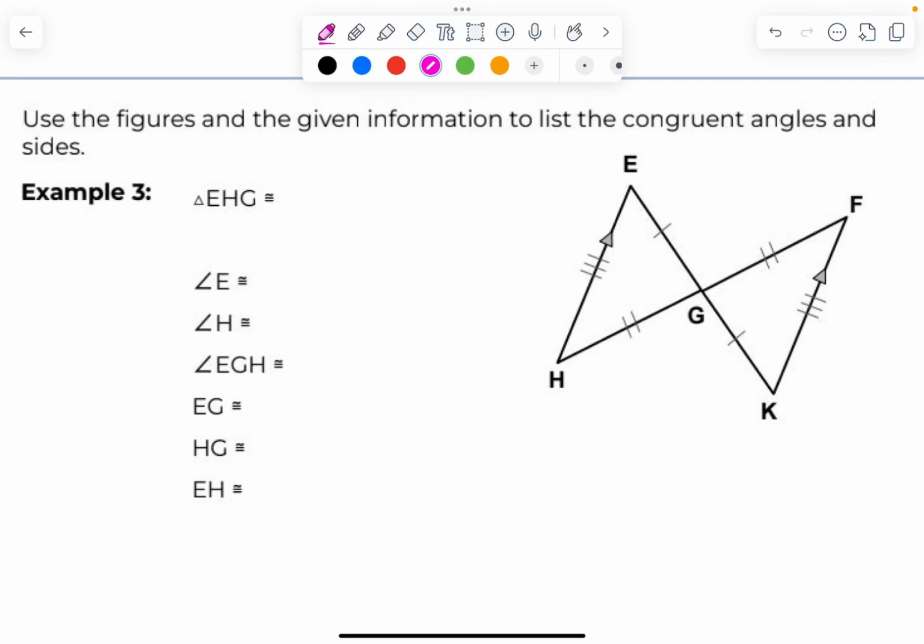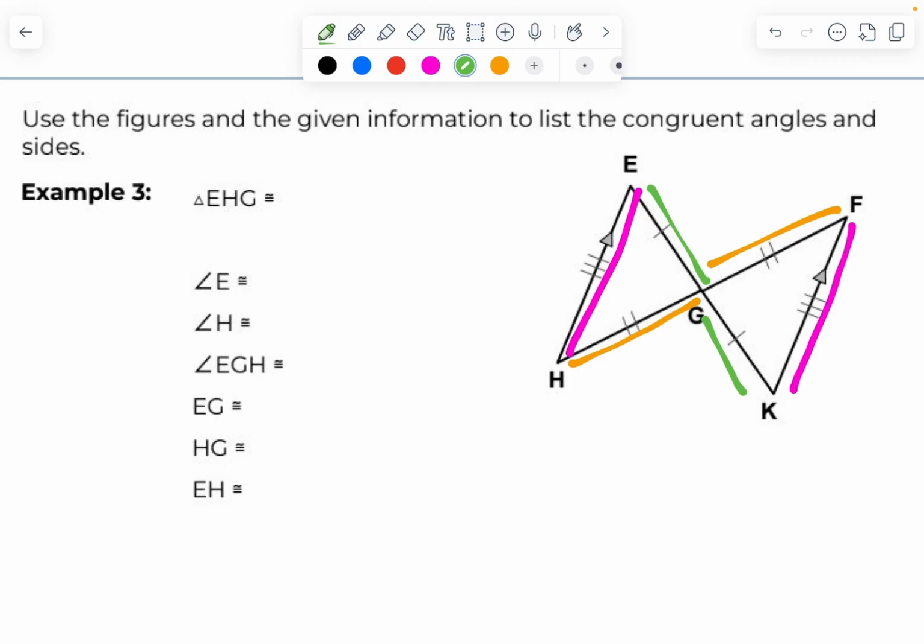For example 3, we're going to use the figures given in the information to list the congruent angles and sides. So we have drawn here the 3 marks and the 3 marks, so I'm going to use color coding to show that those are going to be the same. We have the 2 marks and the 2 marks, so those sides are going to be the same. And then the 1 mark and the 1 mark, those are going to be the same. We also see vertical angles right here. So these are going to be the same based on being vertical.